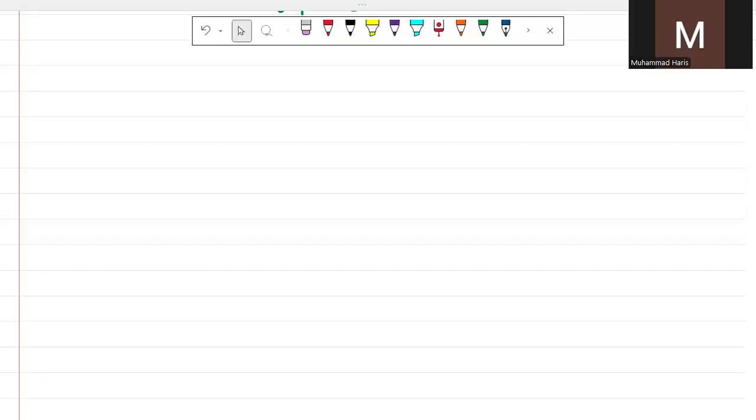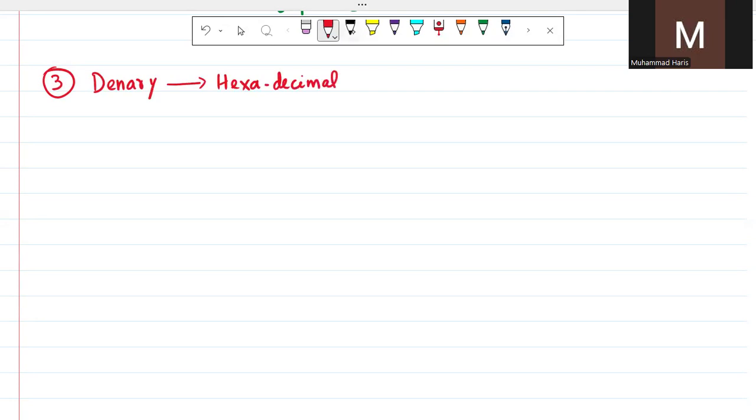Okay, guys, starting with the new lecture of 2210, we are now going to understand the third method, how we can convert any Denary number to hexadecimal number system. So this was the method which was left to convert. Now we are going to start with this one.